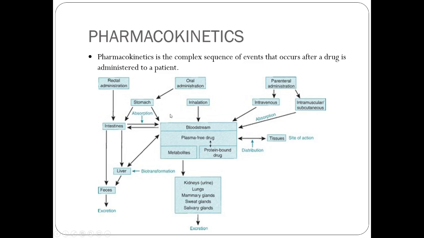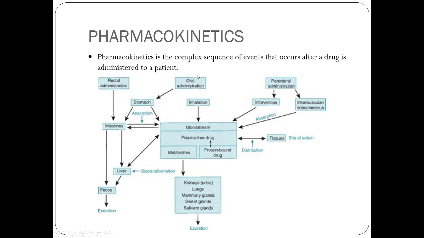So pharmacokinetics, this is the movement of drugs through the body, and it's a complex sequence of events that occurs after the drug is administered to the patient. So if we give it, for instance, rectally, it's going to go directly into the intestines. Once it's in the intestines, it may go to the liver, or it could stay in the intestines and go through the feces and be excreted.